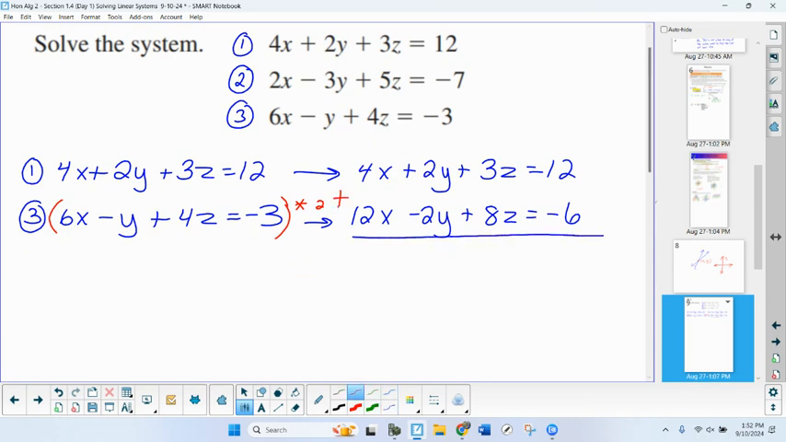And when you do, what's 4x plus 12x? 16x. What happens to your y's? They're gone. What's 3z plus 8z? 11. And what's 12 plus negative 6? 6. Is everybody okay with what she did in her first part? I know you don't know why you did it yet, but are you okay with what you did?